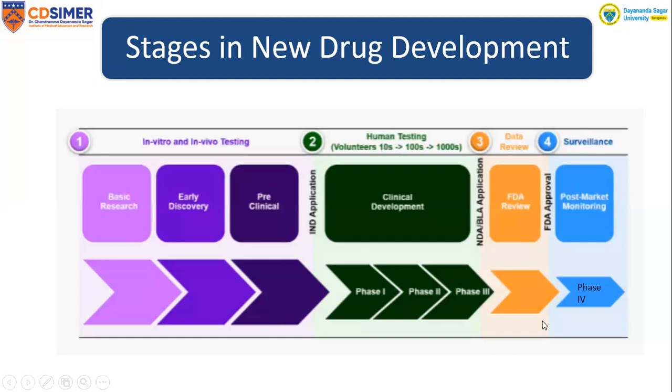When we get sufficient evidence in phase 2 trials, then the drug will move to the next phase, that is the phase 3 trial. In phase 3 trial, what are we going to evaluate? In phase 3 trial, we will continue to evaluate what has been evaluated and confirmed in phase 2, and the same thing will be done in phase 3.